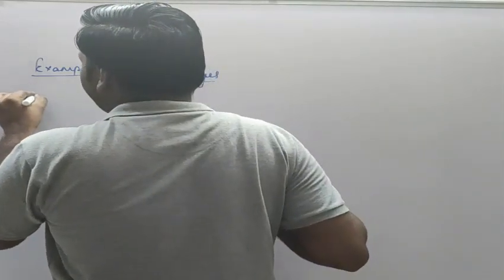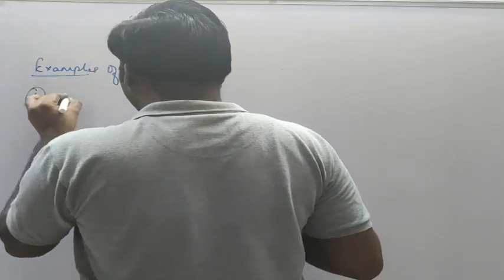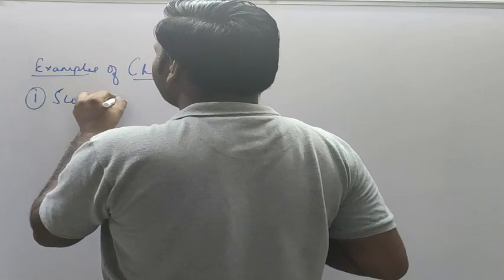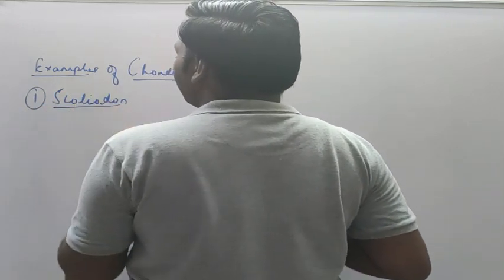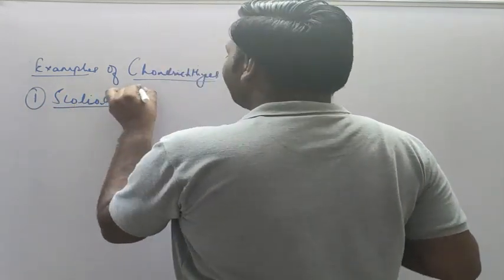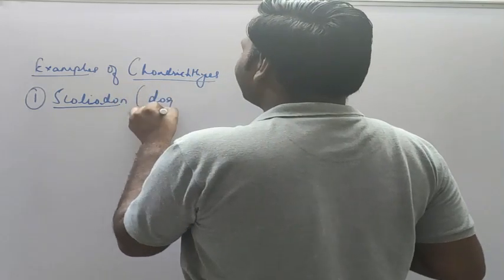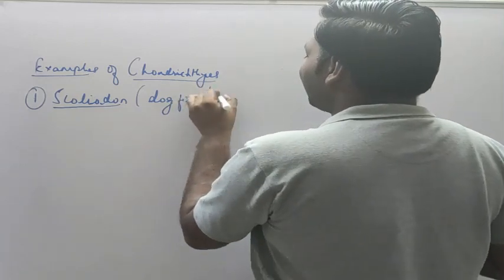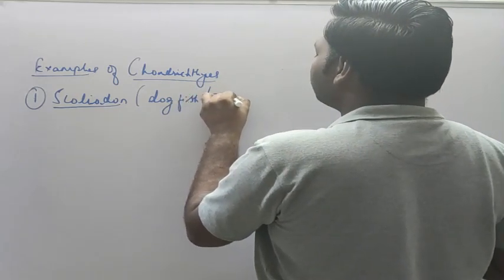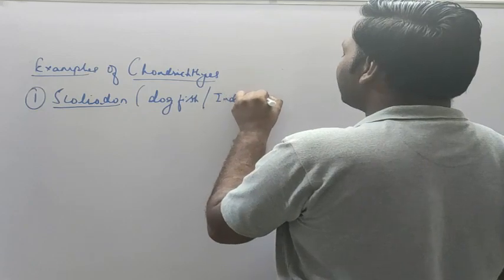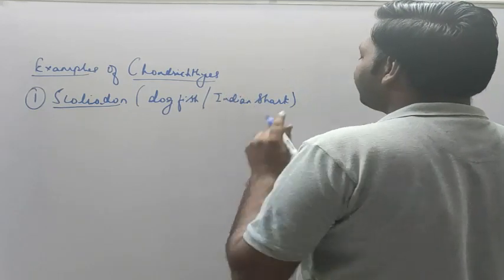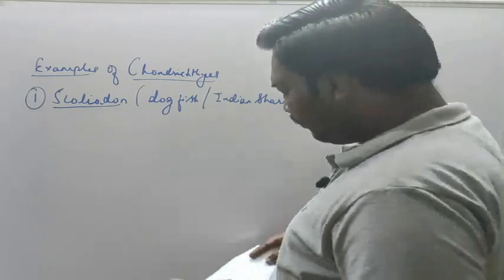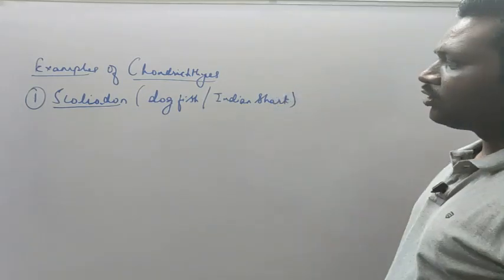The first example that we are going to discuss here is the Scoliodon. Scoliodon is also named the dogfish, or it is also called the Indian shark. So these are the common names of this Scoliodon. Okay, so let's see the general characteristic features of the Scoliodon.